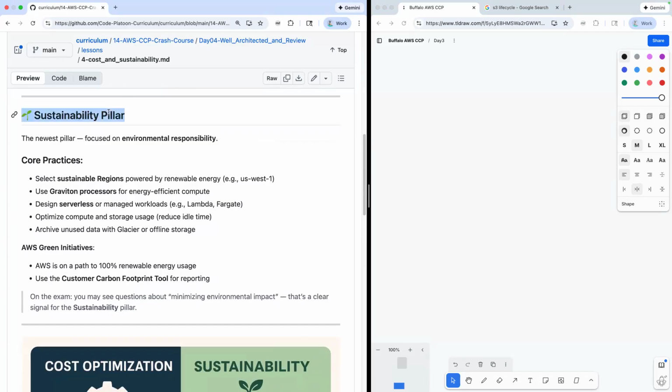The sustainability pillar is new. It focuses on environmental sustainability, which is, I think, pretty obvious. It's got some core practices. There are some sustainable regions powered by renewable energy.